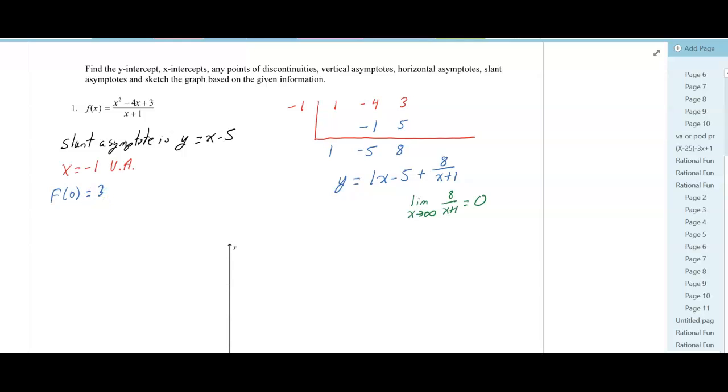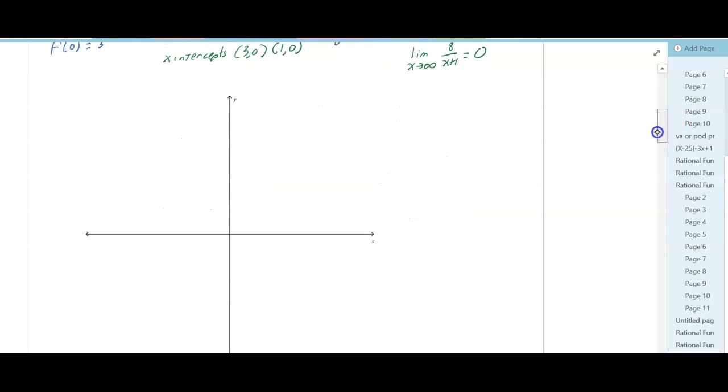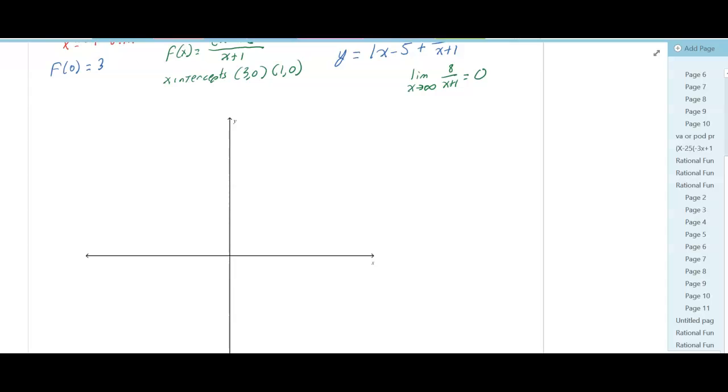And to find the x-intercepts, we're going to factor f of x. If it's not factorable, you could use the quadratic formula, but this factors into x minus 3 times x minus 1 divided by x plus 1. So the x-intercepts are (3, 0) and (1, 0). At this point, we could take the information and sketch the graph.